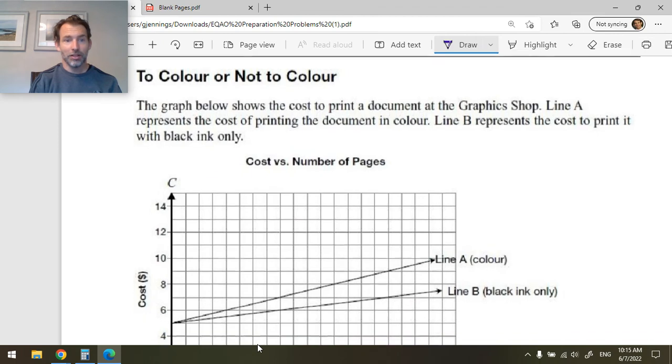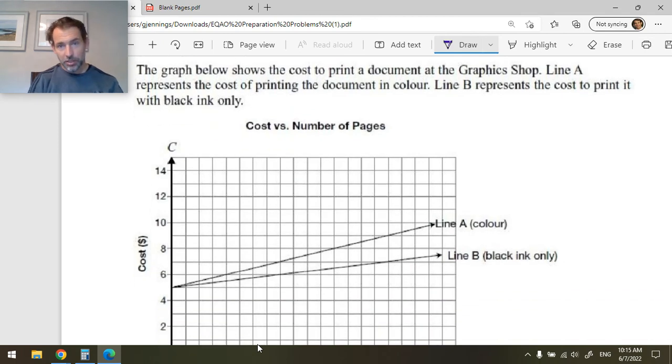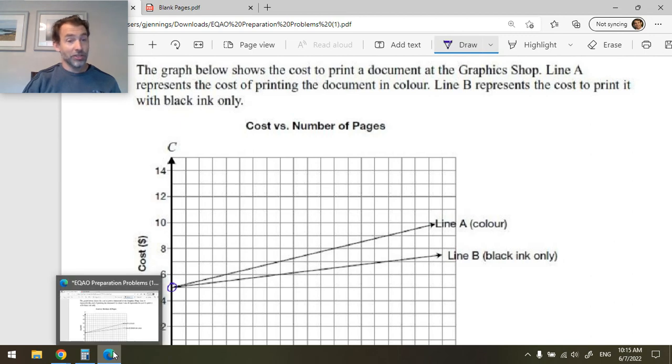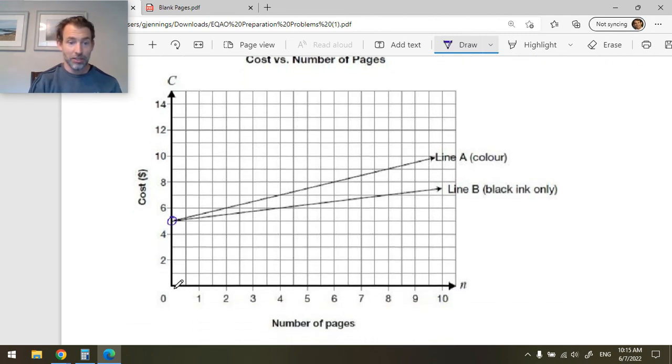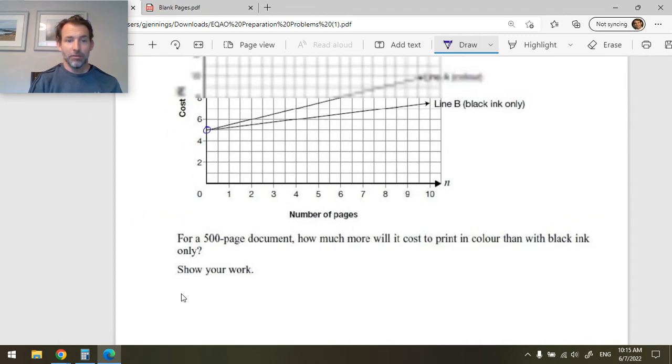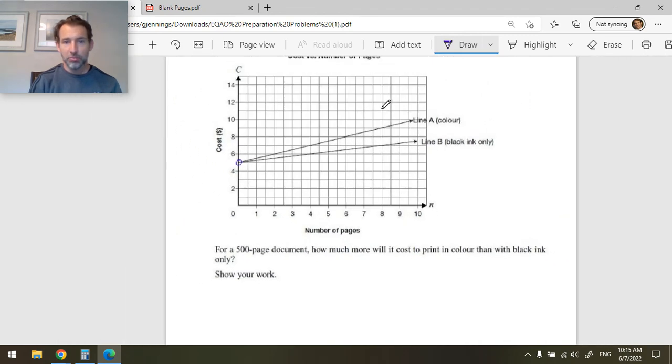To color or not to color? Okay, the graph below shows the cost to print a document at the graphics shop. All right, and so notice that as soon as you walk in the door and you say, I want to print stuff, they're like, $5 gets you started at our store. Okay, $5 and we'll print 0 pages. And you might say, well, that's not a good deal. And it's like, don't worry, it's a better deal the more pages you print. Because this is a partial variation, it does not go through the point 0, 0 down here. Okay. For a 500-page document, how much more will it cost to print in color than with black ink only?